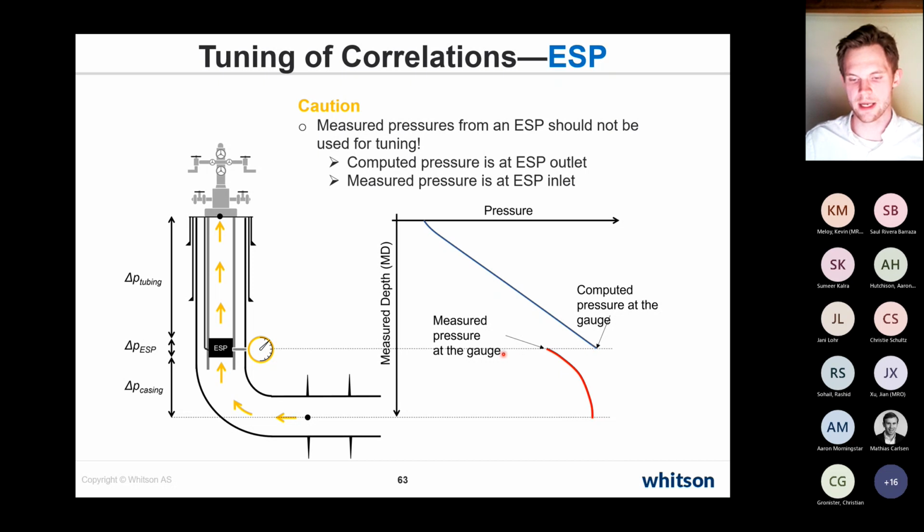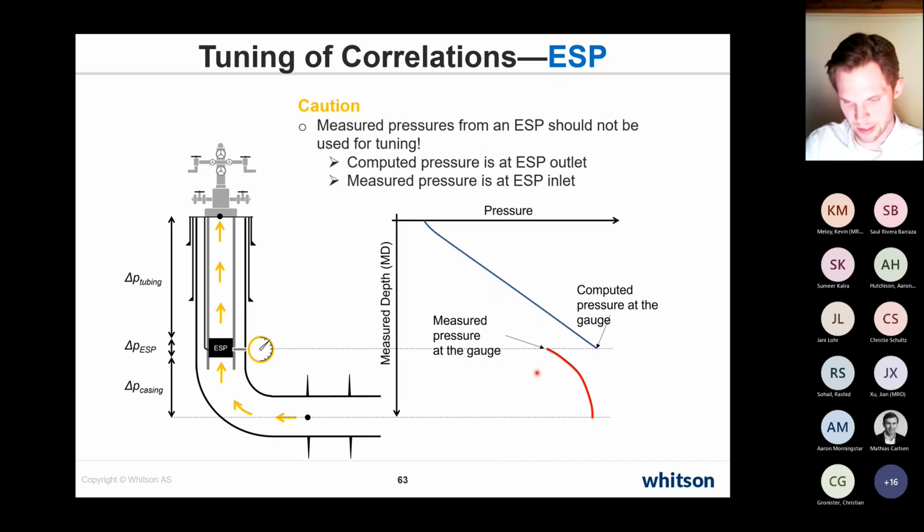The gauge, however, is at the inlet of the ESP. So what the correlations will then try to do is to account for the delta pressure that's added on by the ESP itself. That really has nothing to do with the correlations. It's just a delta pressure that's added by the motor in the ESP. And you will have a hard time making the correlations predict that accurately.